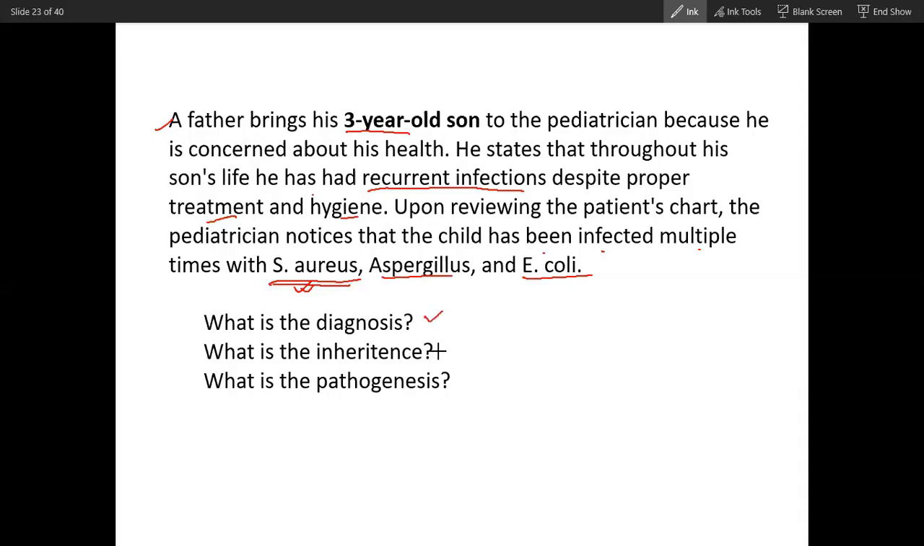Can anyone try to answer what might be the diagnosis? NADPH oxidase deficiency. That's good. Oxidase deficiency, because this is involved in immunity. That is why, if it is deficient, what will happen? There will be a recurrent chance of infection. That's good. So what is the inheritance and pathogenesis? We will study this case. We will elaborate this case here.